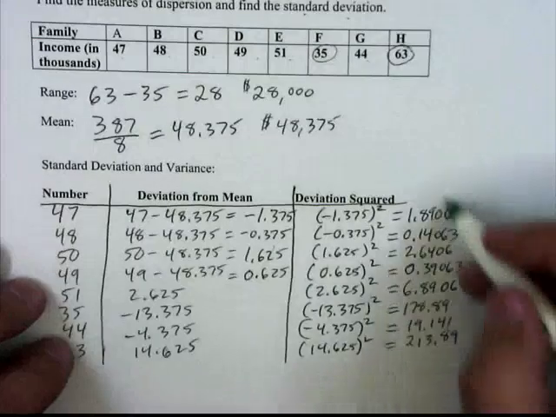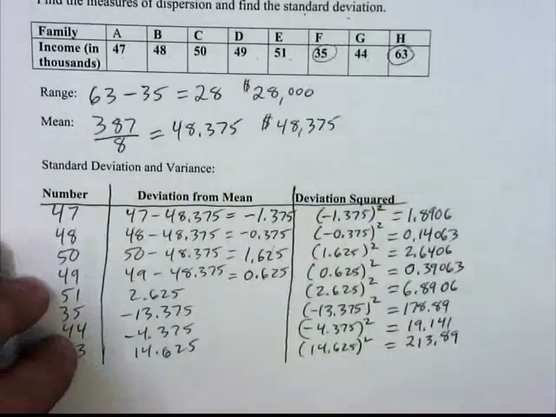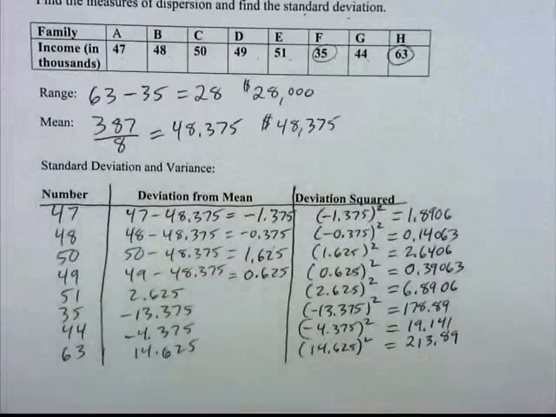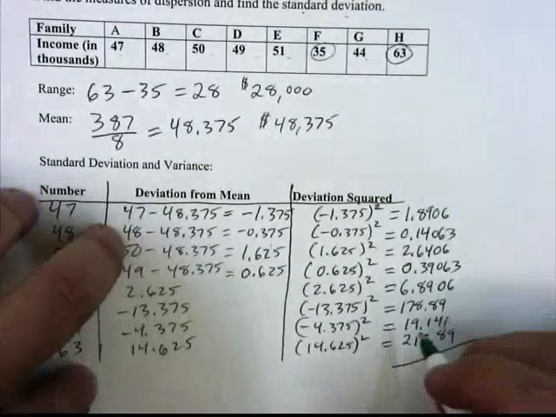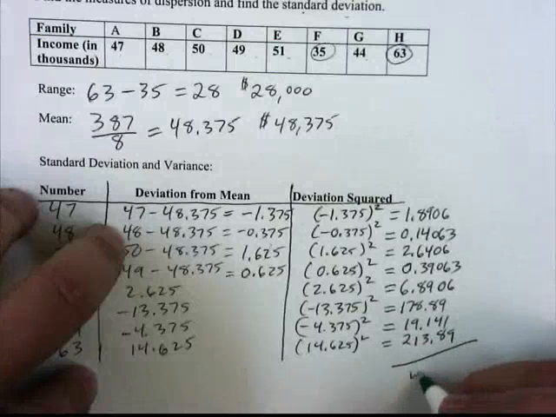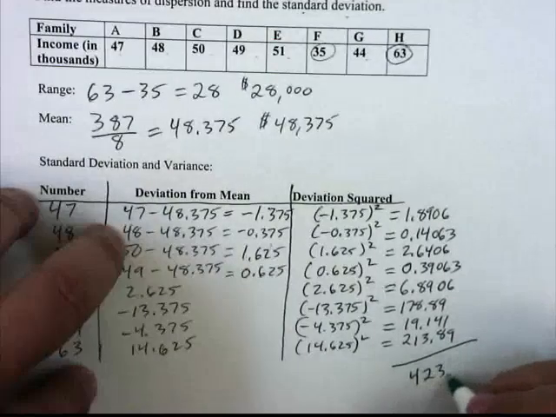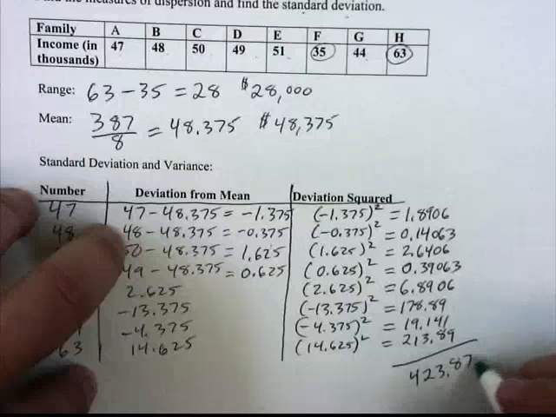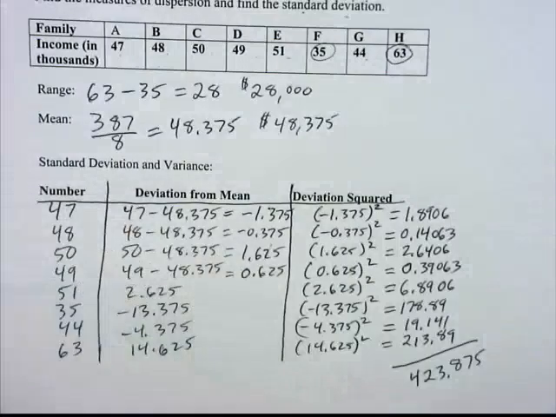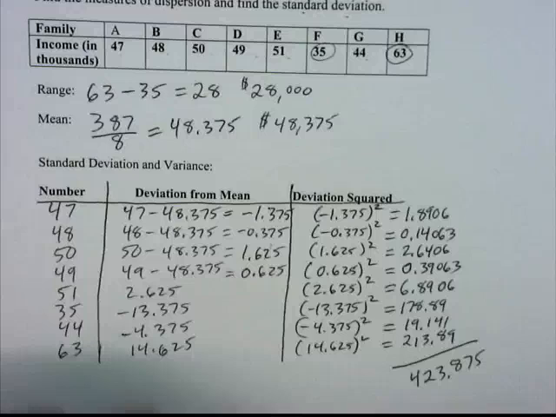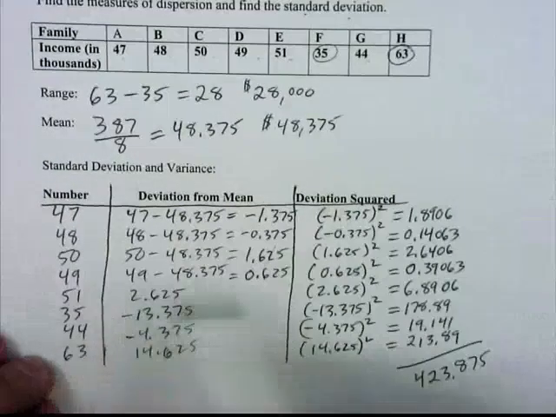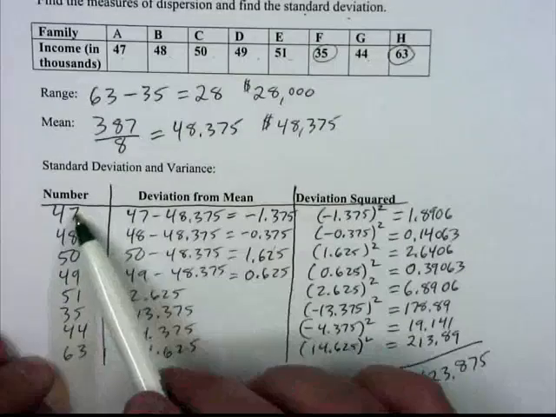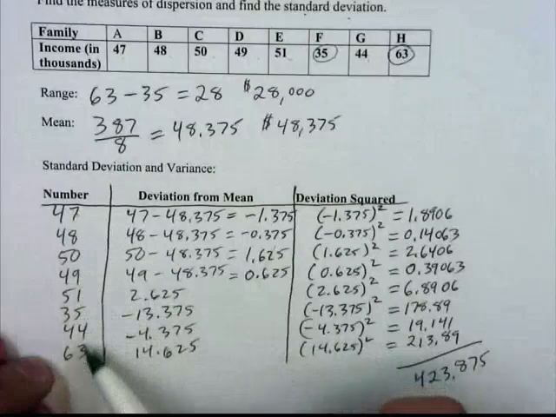And now I want to find the average of those numbers. So how do I find the average of those numbers? Well, I'm going to add all of these up. And I did that already, and I got 423.875. Now, I would typically divide this by the number, I divide by how many there are. So there's 1, 2, 3, 4, 5, 6, 7, 8.